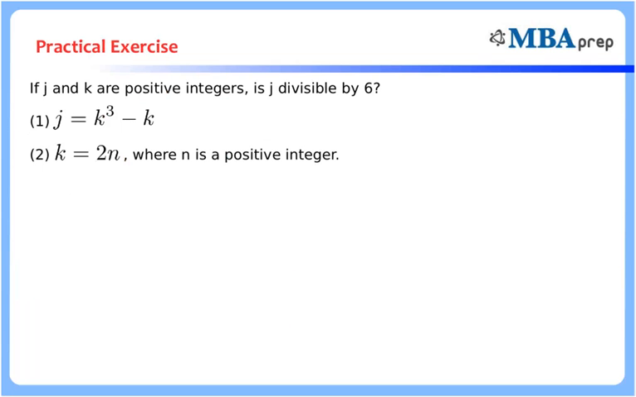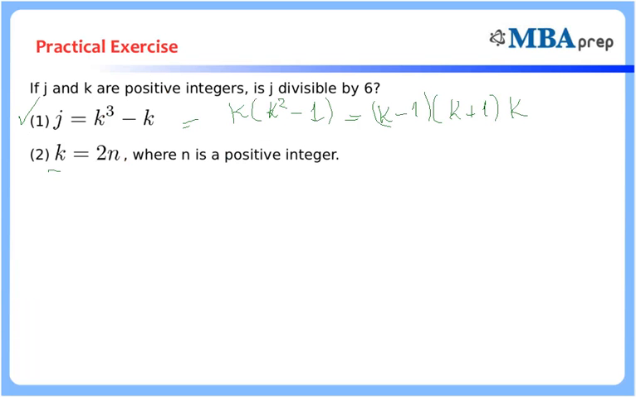If J and K are positive integers, is K divisible by 6? It looks like something that we have seen before. So J is K to the third minus K, which we can factor as K times K squared minus 1, which we can factor as K minus 1, K plus 1 times K. Product of three consecutive integers. It's divisible. So the first one's sufficient.